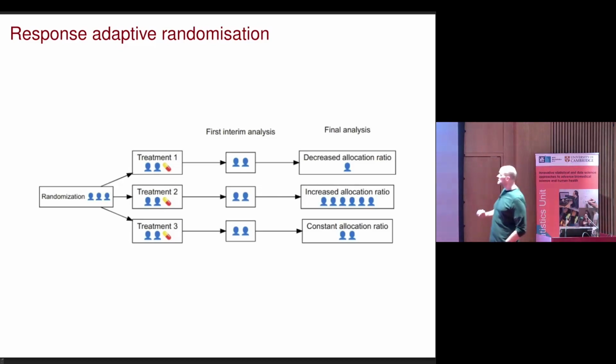So here in my illustration, it looks like treatment 1 didn't do particularly well, and therefore we're going to decrease the allocation ratio. We're going to decrease how many patients are going to be recruited. Treatment 2 seems to have done particularly well, and so more patients get allocated to this, while treatment 3 is sort of in between, and so we're going to recruit about the same numbers as before. And obviously you can do this multiple times.